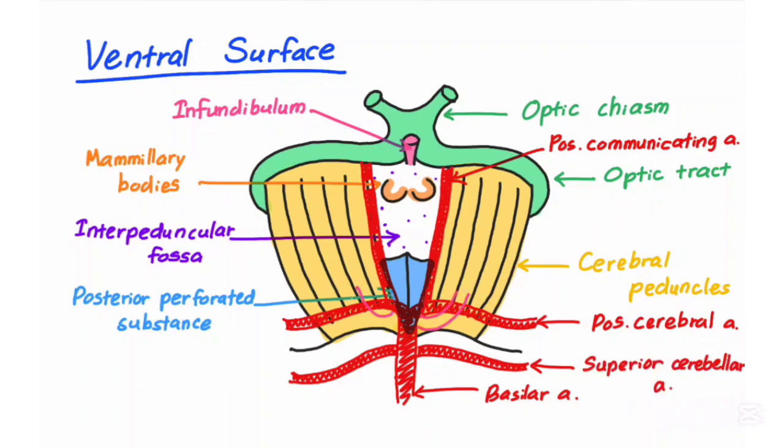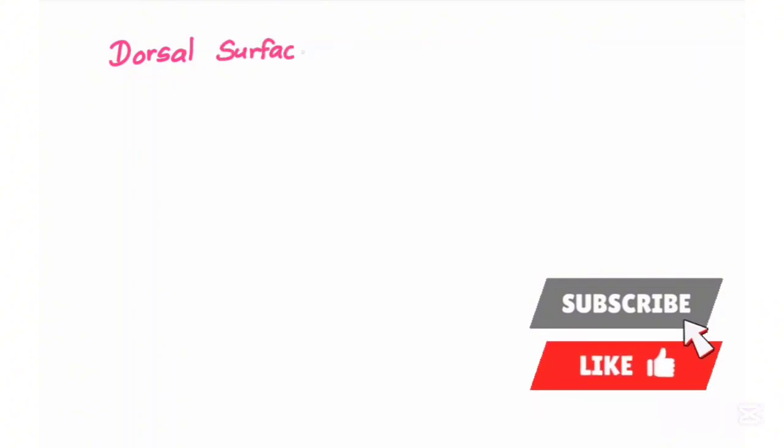And now you can see the oculomotor nerve, the third cranial nerve. It emerges from the medial surface of the cerebral peduncles, and it is inferior to the posterior cerebral artery. Now let's talk about the dorsal surface of the midbrain.